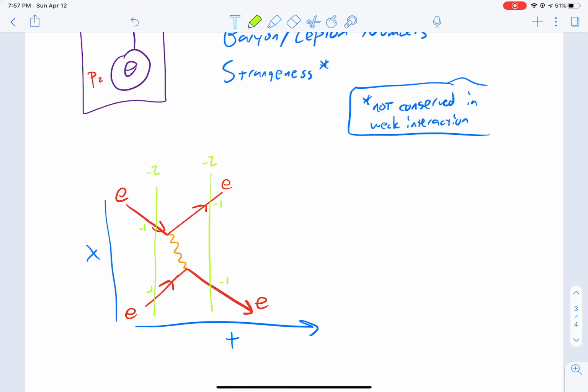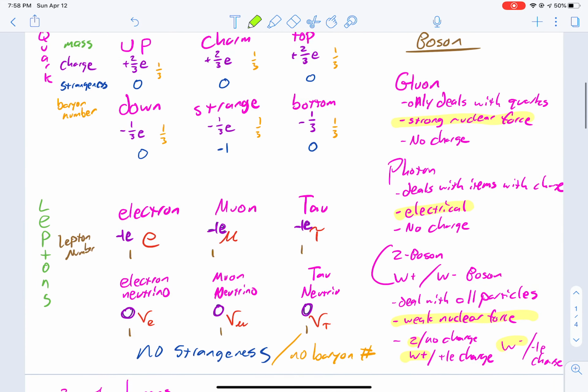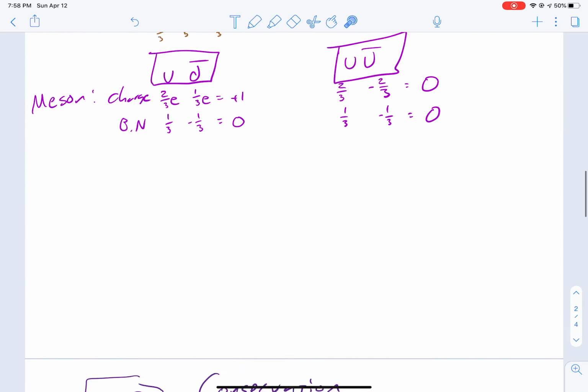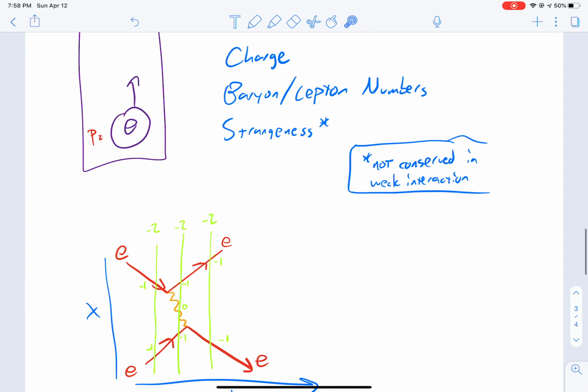Okay, that works. Let's check right here, right in the middle of that interaction. Well, we have 1 electron, we have another electron, and I know that boson, because the total charge must be minus 2, must have 0 charge. We've already talked about what kind of boson that probably is. It's a photon, and if I go up, I can see that a photon indeed has no charge. Hey, that's pretty cool. So the charge is conserved.